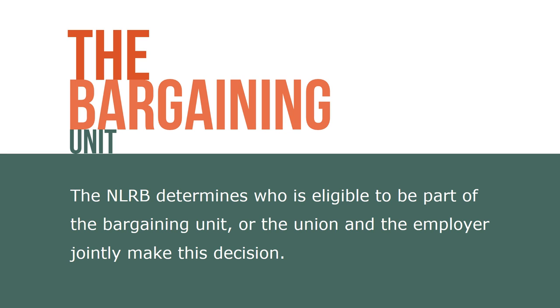Regardless of who makes the decision, the company is required to supply the NLRB with a list of names and addresses for employees who are eligible to vote in the representation election within 7 days after the NLRB has indicated that an election will be held. This is known as the Excelsior List.